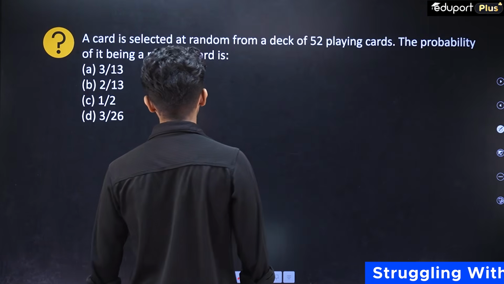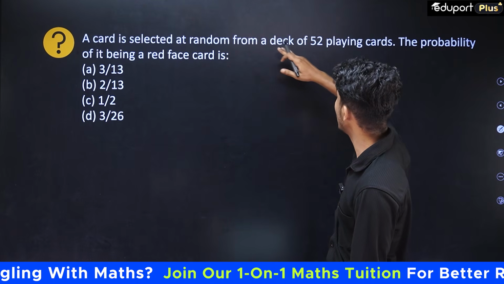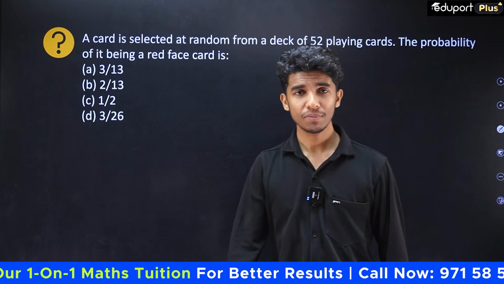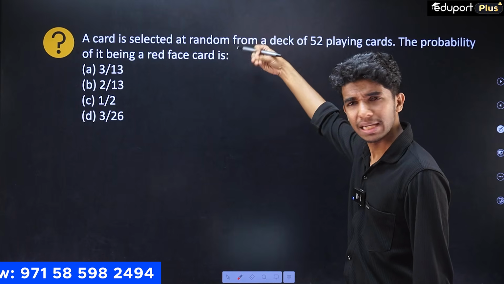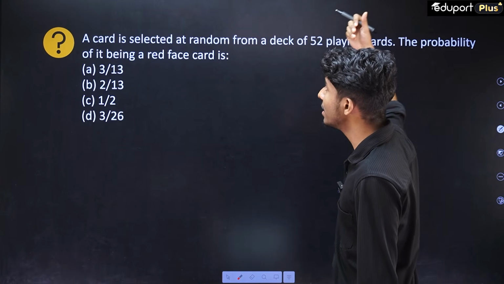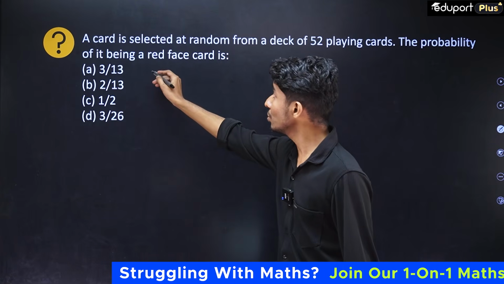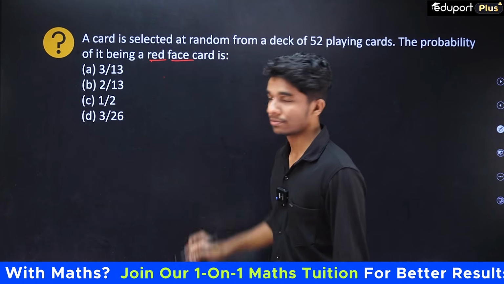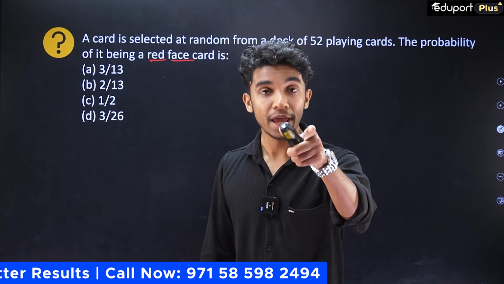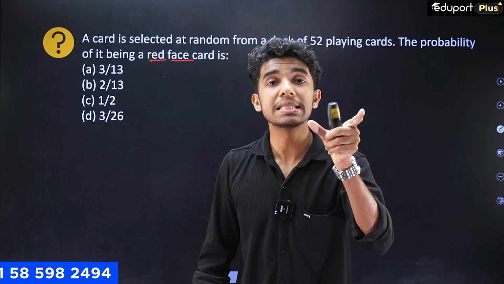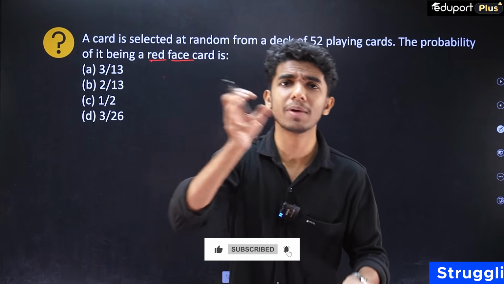We can go to the problems of cards. A card is selected at random from a deck of 52 playing cards. I'm taking a card from 52 cards. The probability of getting a red face card is? So you have to get a red face card. Students, if you are asked to find the probability, the difficult part is to figure out the favorable number of outcomes.